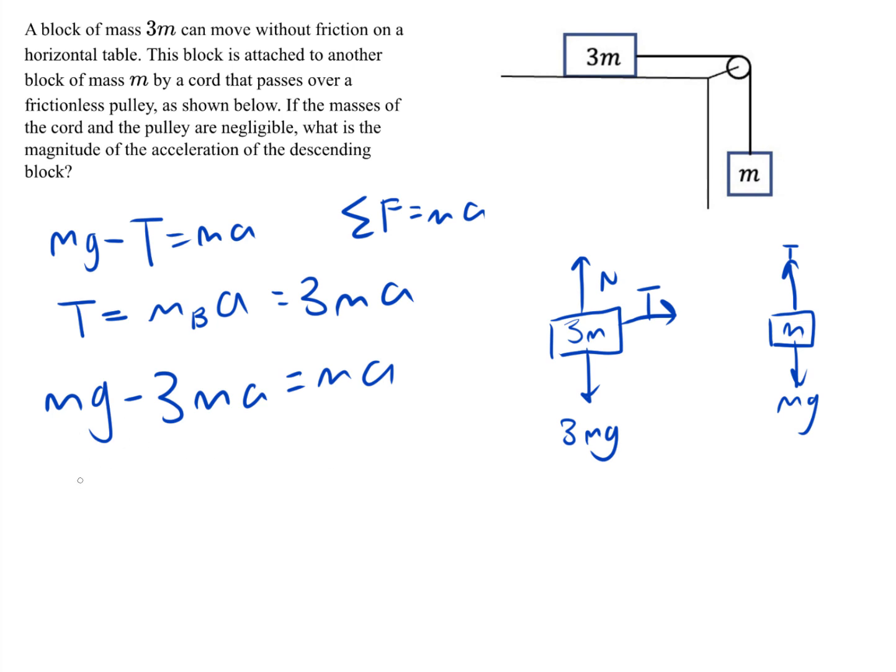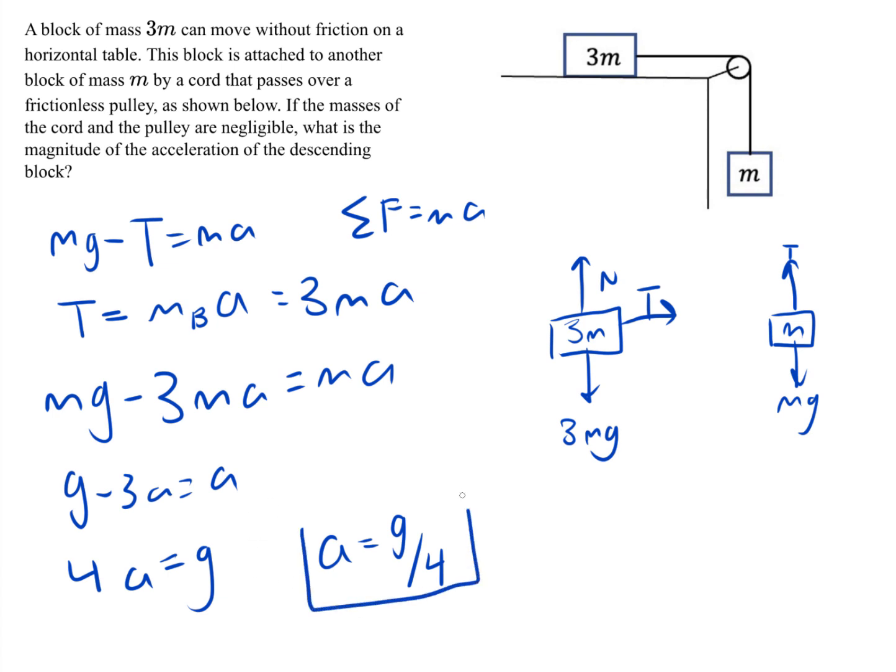Now all of the masses cancel out, so you're left with this: 4 times the acceleration is equal to g. Then we can simply get that a is equal to g over 4. And that is the magnitude of the acceleration of the descending block, this expression right here.